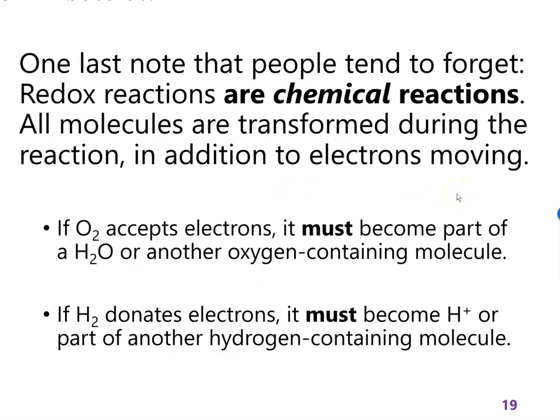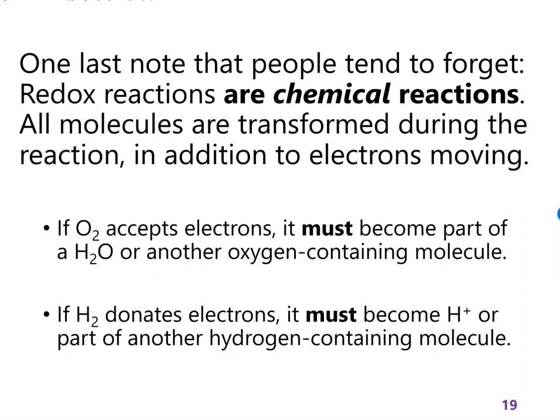And one last thing, and students always have trouble with this, so make sure you pay some attention to it. Redox reactions do move electrons around. There are electron donors and acceptors, but also they are chemical reactions. So molecules involved in redox reactions are transformed. A doesn't just gain the electrons, it also becomes C. B doesn't just donate the electrons, it also becomes D. And this might or might not be easier for you when you see actual examples.